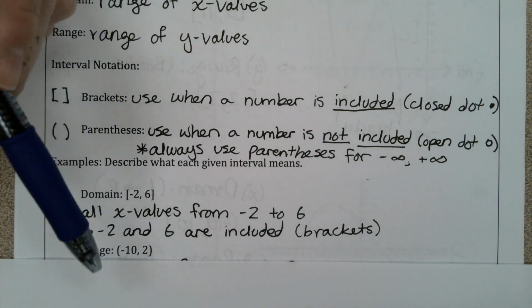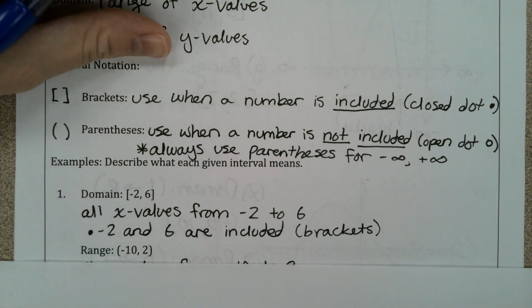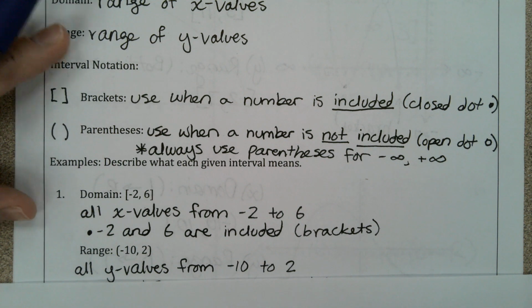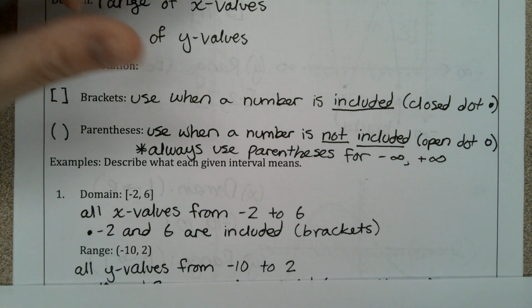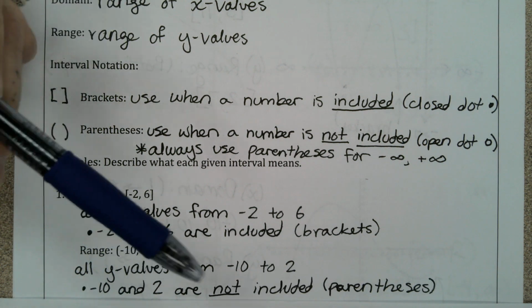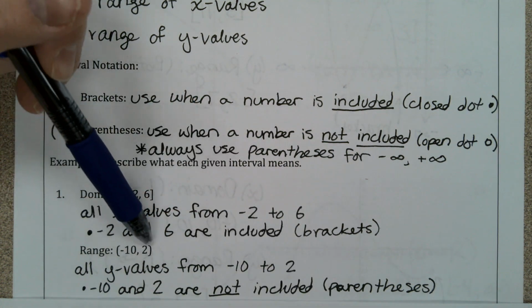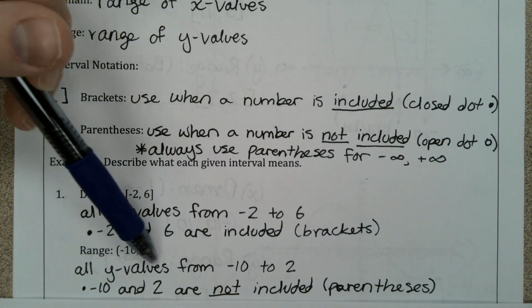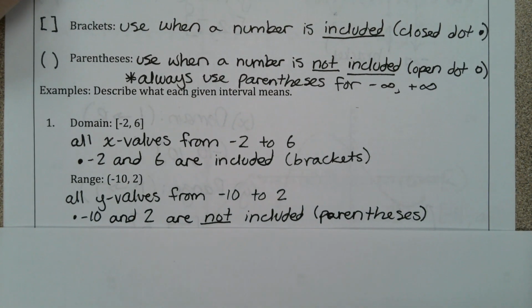Our range is -10 to 2. So this is going to be y values, all y values from -10 to +2. Now, since we have parentheses, -10 and +2 are not included. So this interval means it's just the numbers between -10 and 2, but it doesn't include them themselves. Let's look at another example.